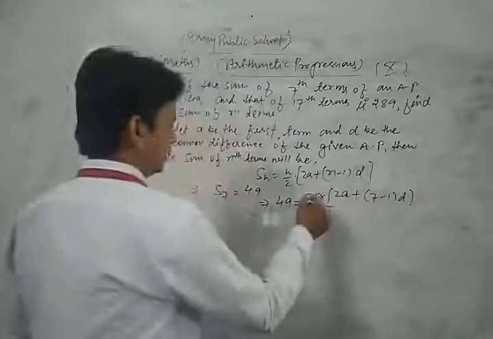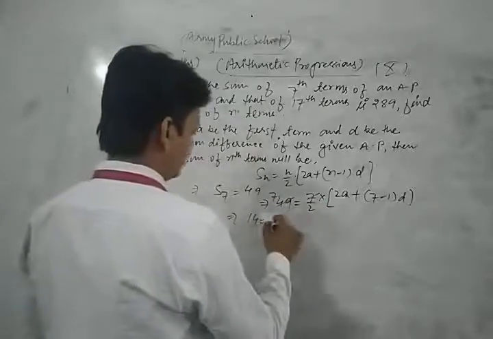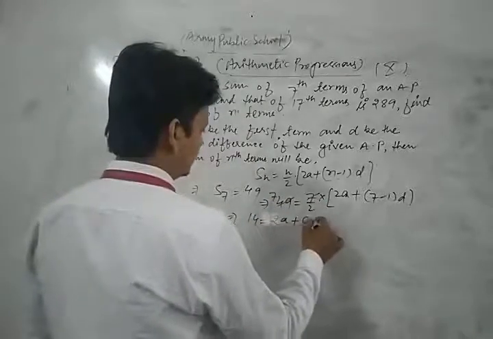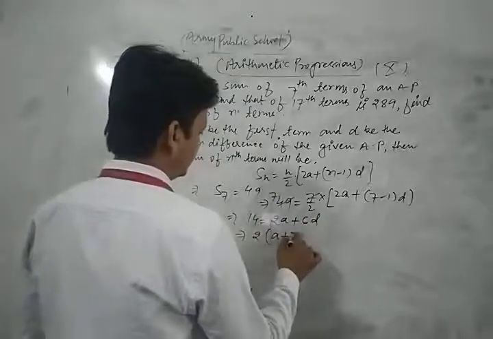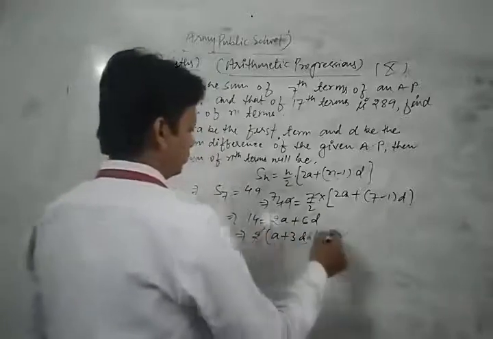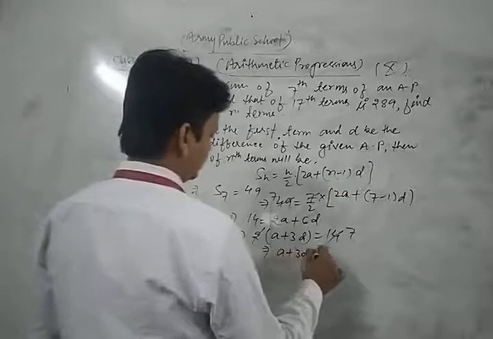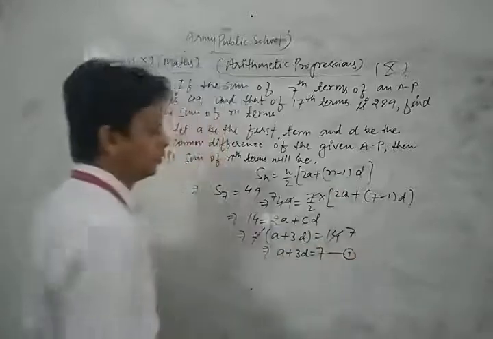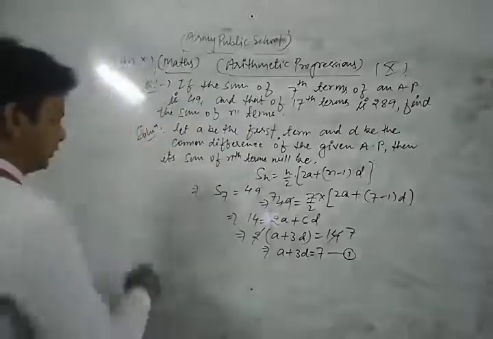Now 7 times 7 is 49, so 7 times 2 is 14, that is 14 is equal to 2a plus 6d. Now we take 2 as common, so a plus 3d is equal to 14 divided by 2, that is 7. Thus a plus 3d is equal to 7. Take this as equation number 1.